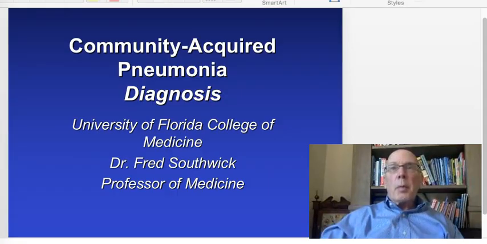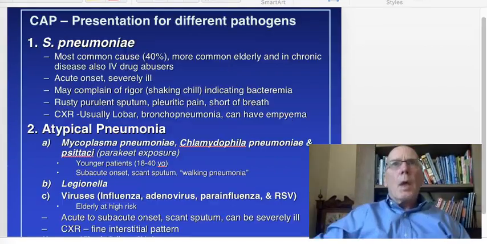In this video, we'll be focusing on how to diagnose community-acquired pneumonia and how to make an educated guess, based on the clinical presentation, of the most likely pathogen causing the patient's pneumonia. The most common cause of community-acquired pneumonia is Streptococcus pneumoniae, representing 40% of cases. This infection occurs more commonly in the elderly and those with chronic diseases, as well as intravenous drug abusers. The pace of the illness is acute, and patients are often severely ill.